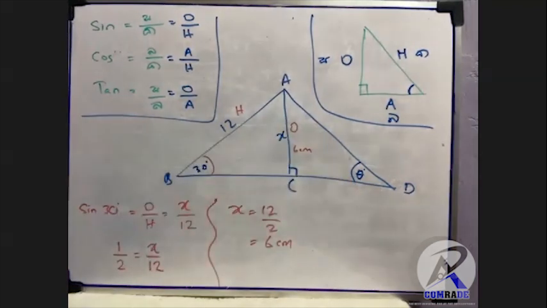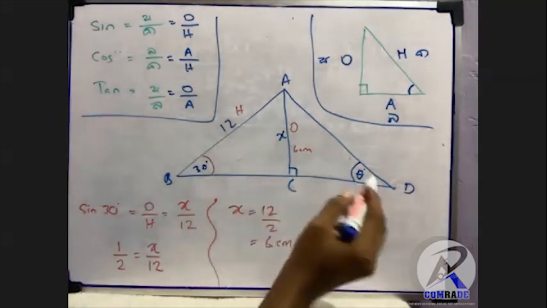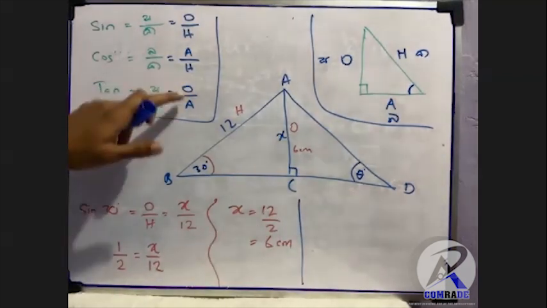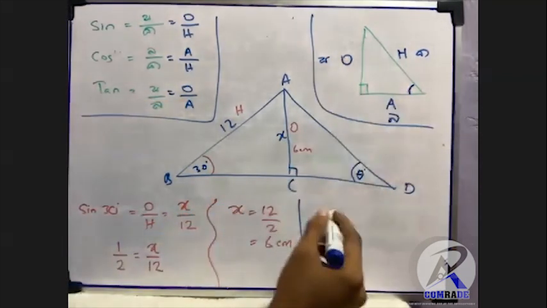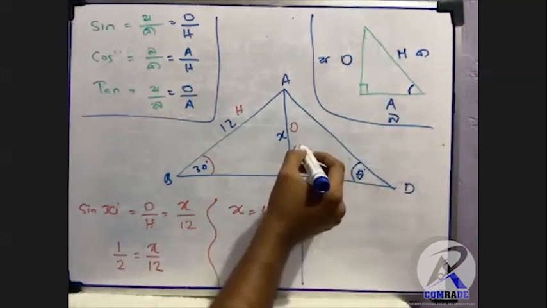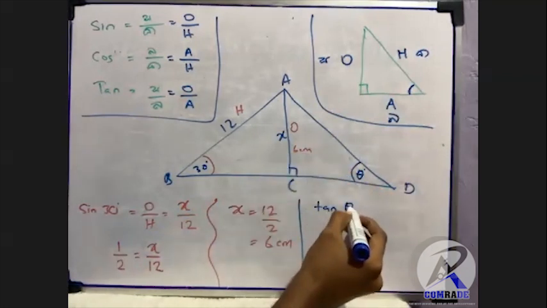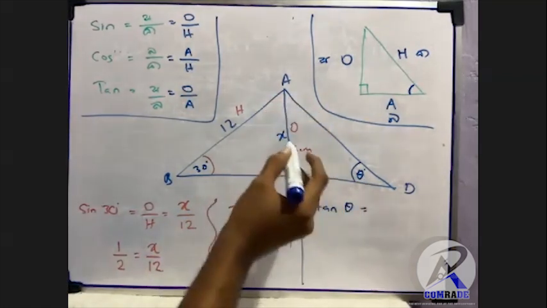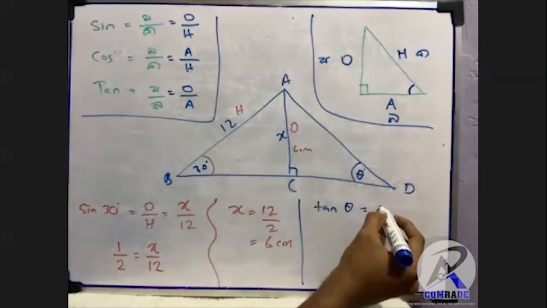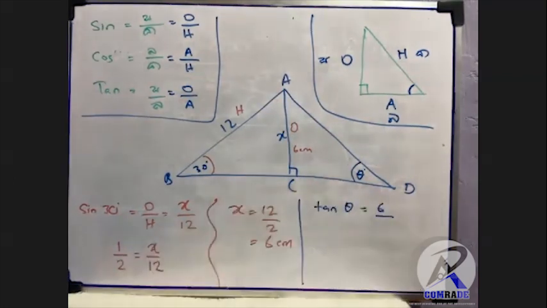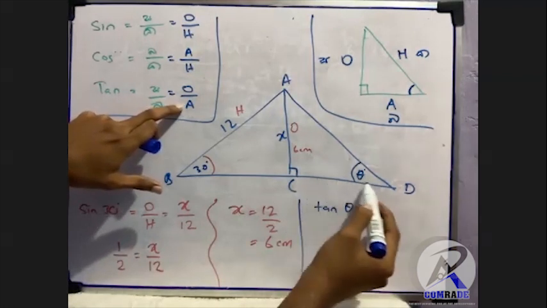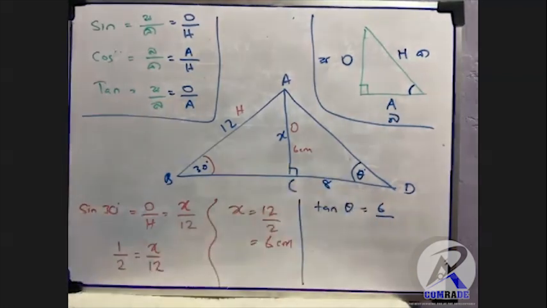In the next part, they're asking us to find tan theta, right? You know how to find tan theta? Opposite over adjacent. For this angle, what is the opposite side? This side is the opposite side, so I'm putting 6 centimeters. And for this angle, what is the adjacent side? It is this one. They already gave this as 8.